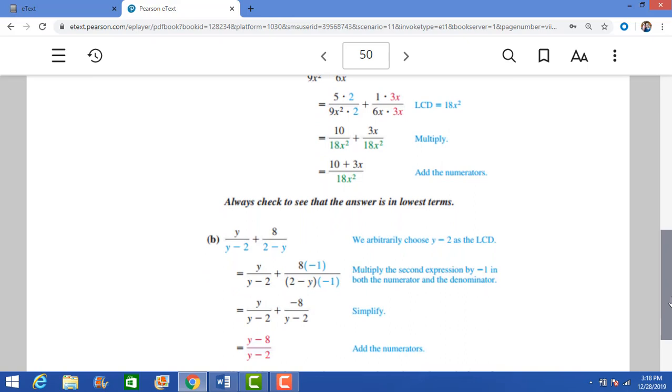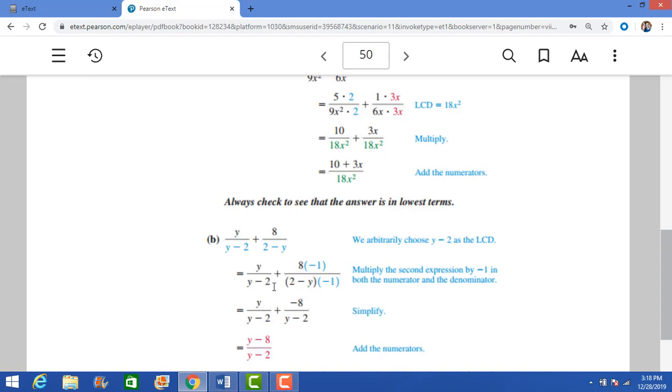Okay, so let's look at this one. So here we are. So we've got these two, we want to add them. So we want to get a common denominator. Now in this case here, notice that this is y minus 2 and this is 2 minus y. So all we're going to do is we're going to factor out a negative 1 to flip this, okay? Because this is the same as 2 minus y times negative 1, or excuse me, this is the same as y minus 2 times negative 1.